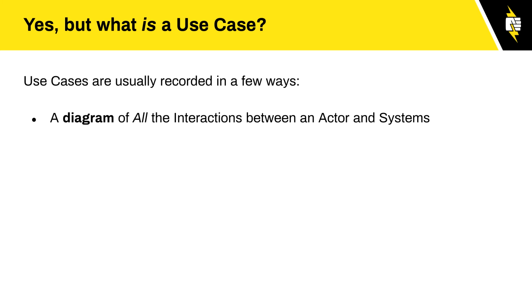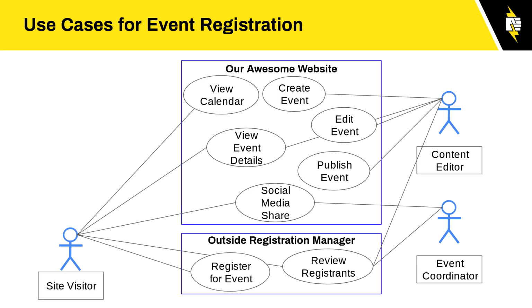They're recorded in a few ways. So you can have a diagram of all the interactions between the actor and the system. This was one example of just somebody trying to register for events. What processes do they have here? So we have the system of the website, and we have the system of the outside registration management, because they decided to do that. I don't know why. And we have the different actors.